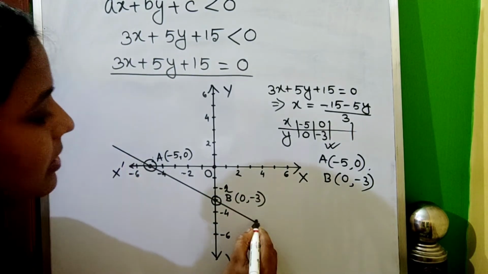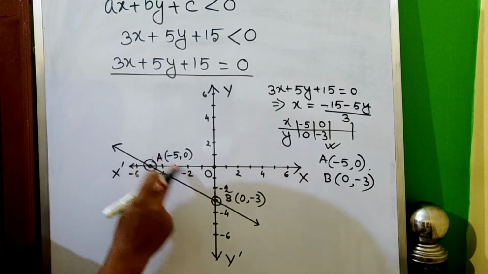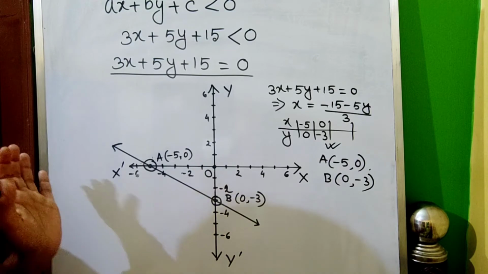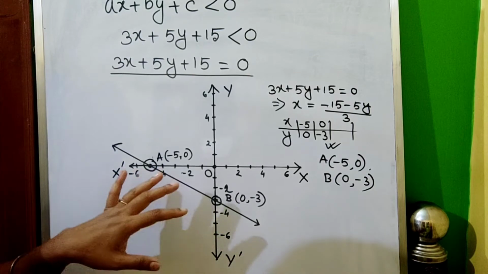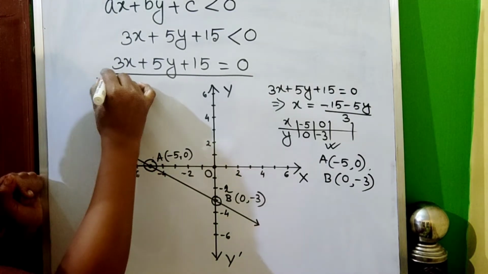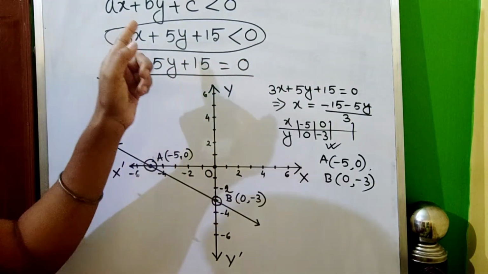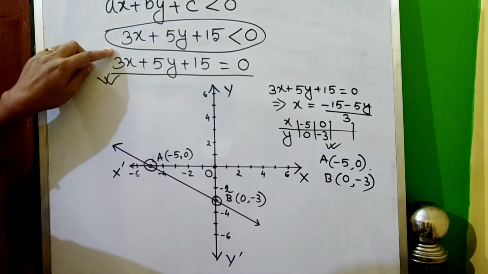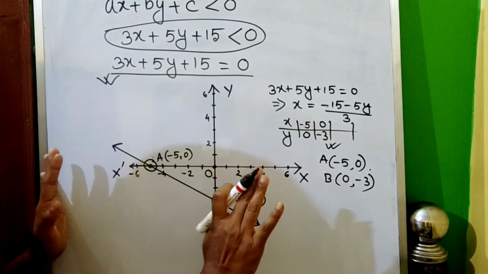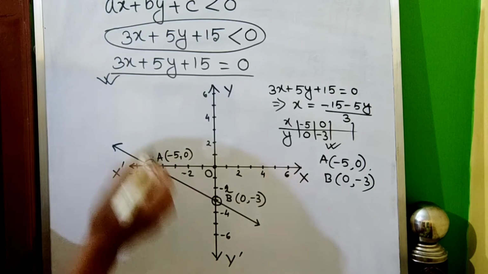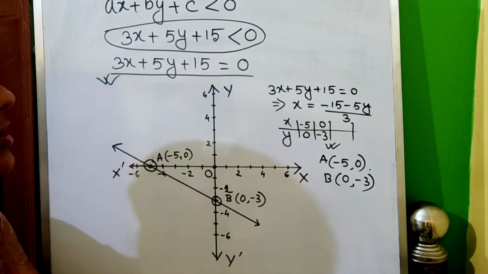In this way we will extend the line on both sides. So line AB is actually the required line. We have got the line, but this line is the graph for the equation, and we need to find the graph of the inequation. This is the graph for the equation, which is done. Now there are some more things to do for the graph of the inequation. So what is that and how is it done? Look at the process.